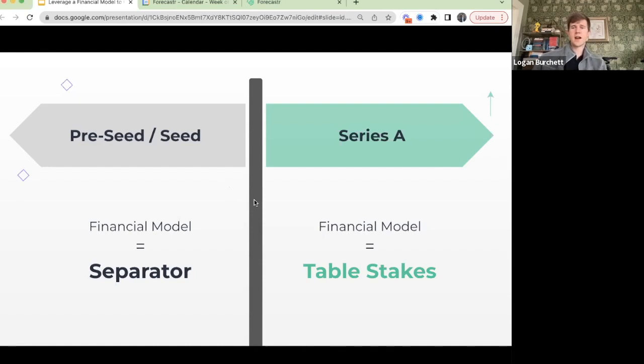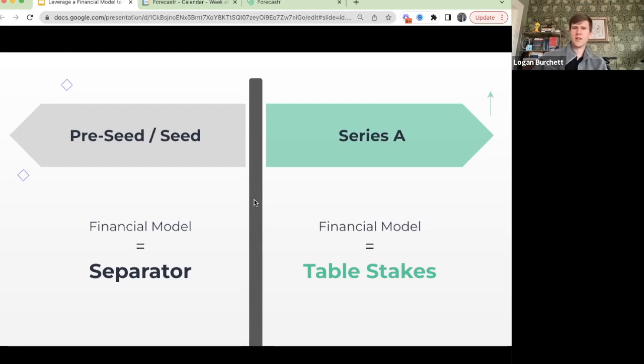So an investor is not going to necessarily expect you at the pre-seed seed stage to have a really solid, buttoned up financial model, but it will certainly stand out to them if you can come to them with a really, really great financial model. In our opinion, this is what makes it almost more important to have a good financial model at the pre-seed and seed stage, because generally investors are in the business of saying no.